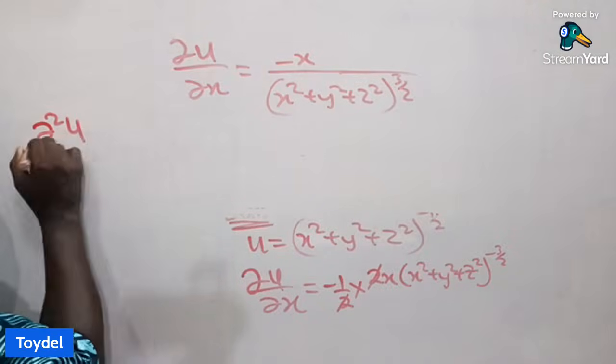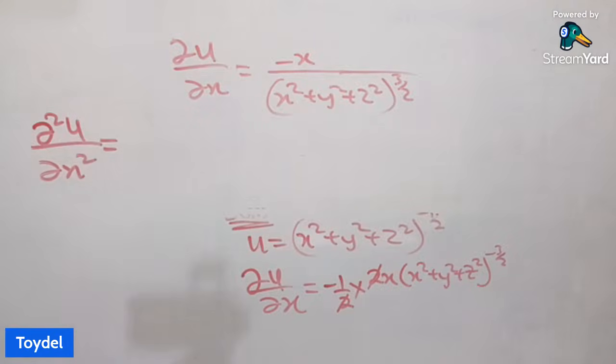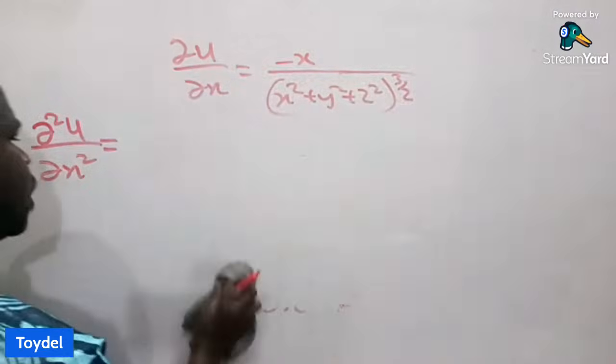The second partial derivative of u with respect to x squared, that's what I'm going to do. But you realize that the partial derivative of u with respect to x is in the form of a fraction. So of course we can apply the quotient rule here, with the consciousness that we are differentiating partially, not totally. So what do we do here?